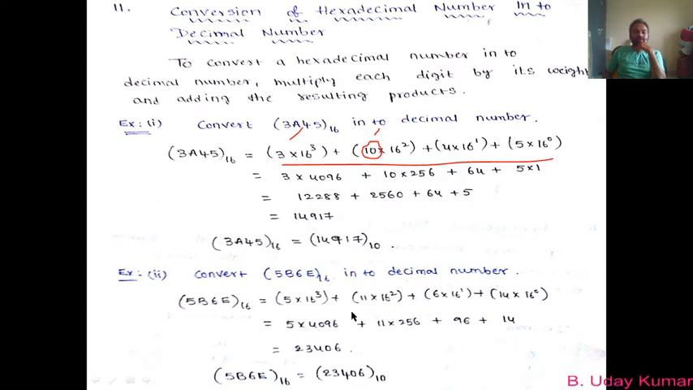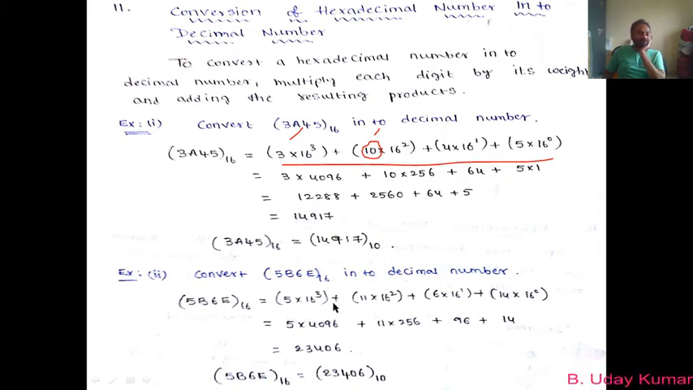So whatever the value that you get here, you just add everything. If you add everything, it will be found, you can check it. It will be equal to 23406. So that means it's a decimal number. So a hexadecimal number can be converted into a decimal number. So this is what you have to understand.